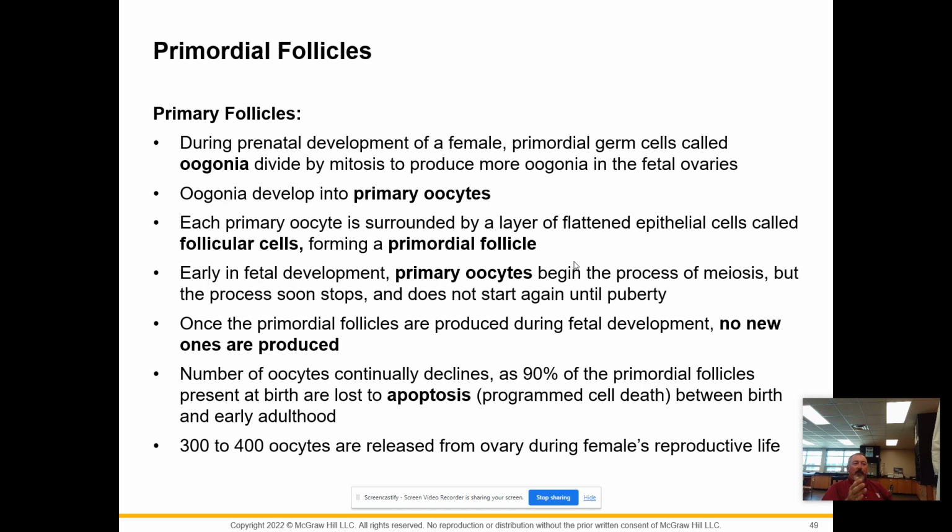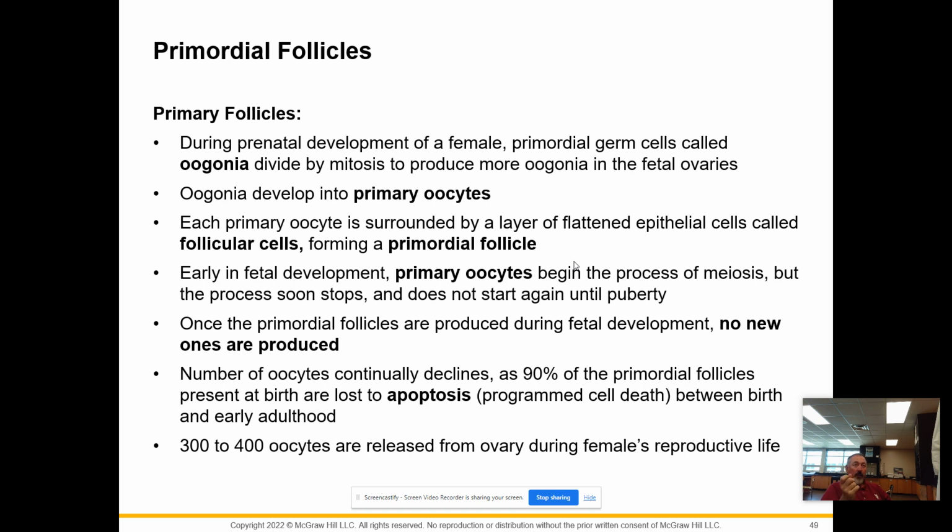So, to give you kind of scale, there's going to be about 300 to 400 oocytes that are going to be released during a female's reproductive life. Many of the cells that are made are going to be broken down through a process called apoptosis. It's pre-programmed cell death. Most of them, up to 90%, are going to be lost due to this. So a woman will produce between 300 and 400 egg cells in her life.